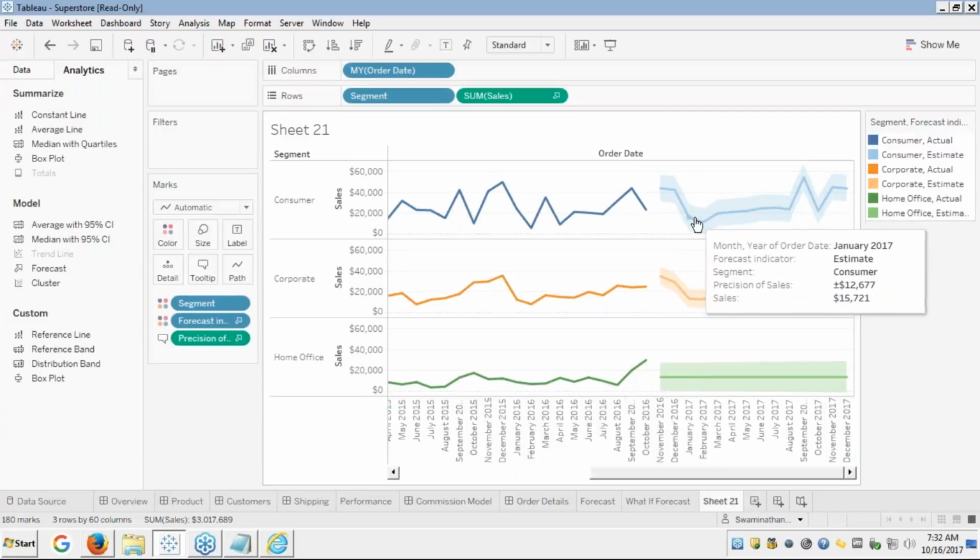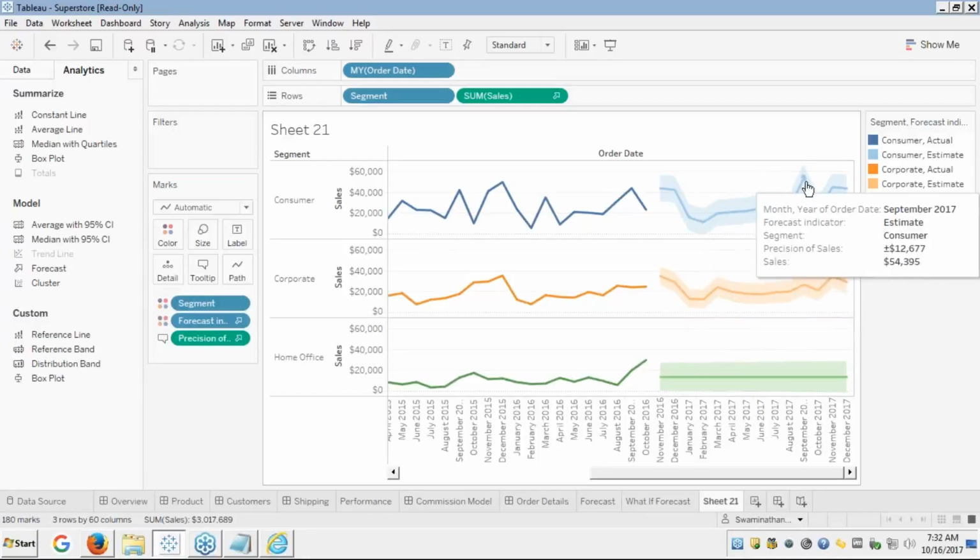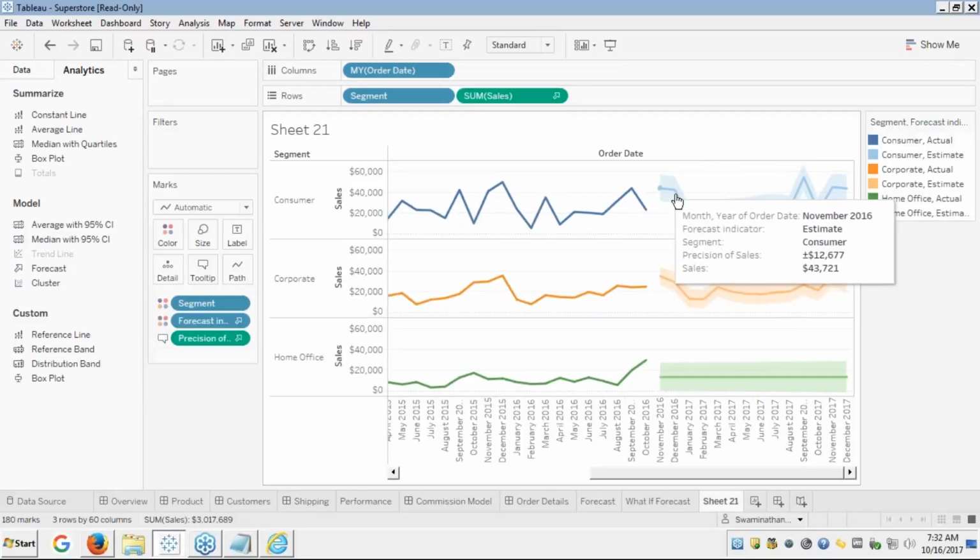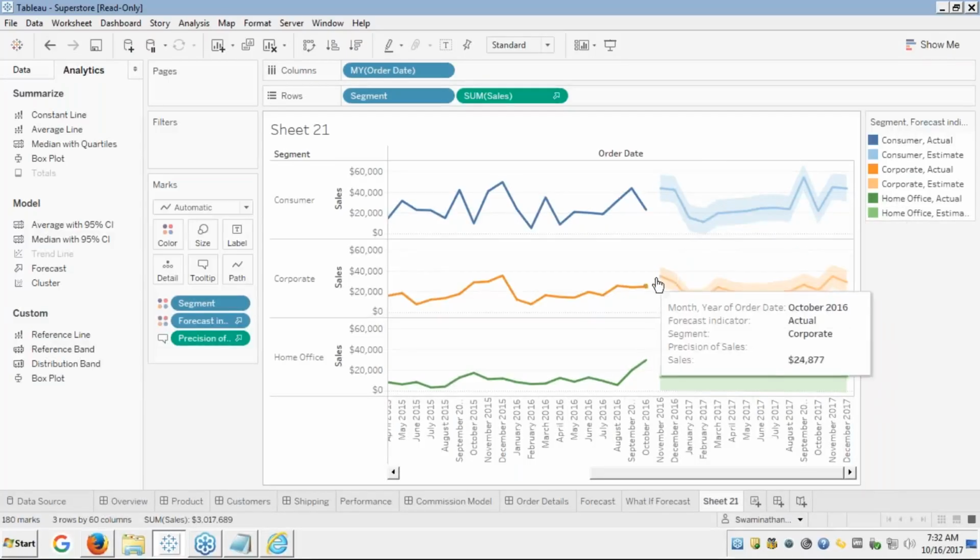So now what happens, you see, as soon as I click, the precision of sales, actual sales is 15,721, the precision may be plus or minus 12,677 for this month. For this month, it also remains the same. The precision doesn't change for every month. The precision is a common value which is there across all months.